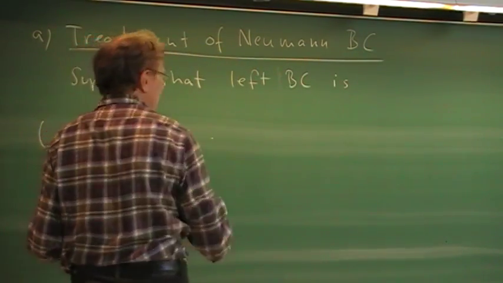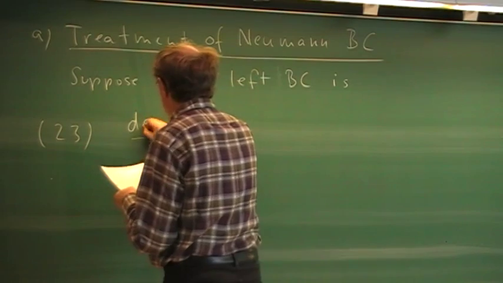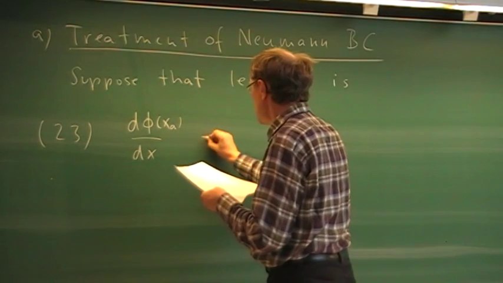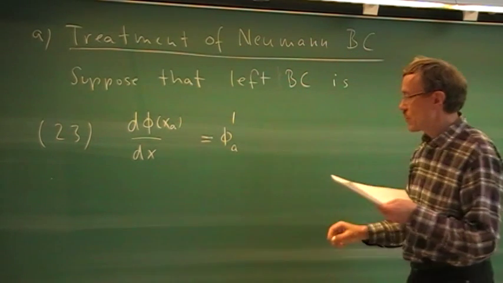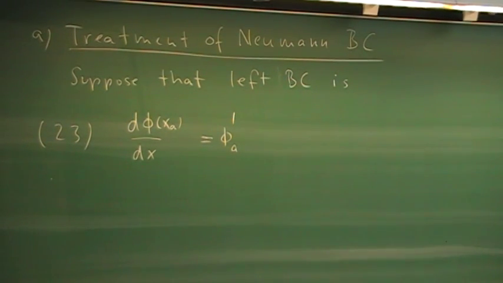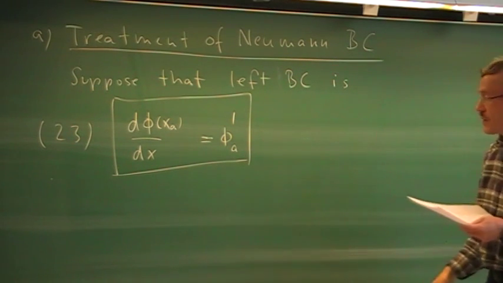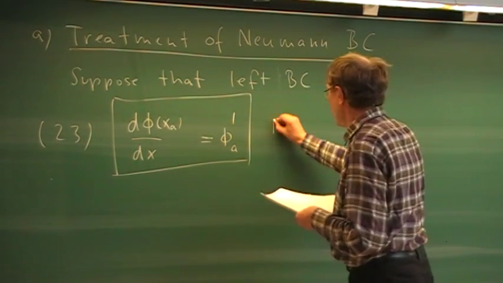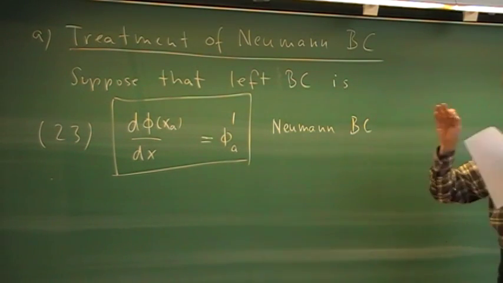Let's see, I think we have now 23. That the derivative of phi with respect to x at xa is equal to some slope, phi a prime. So phi a prime is just some slope, some given value. So we assume we have that slope. So that is just a value. If the slope, d phi dx, is given, then we call that a Neumann boundary condition. For the Dirichlet boundary condition, the value itself is given.